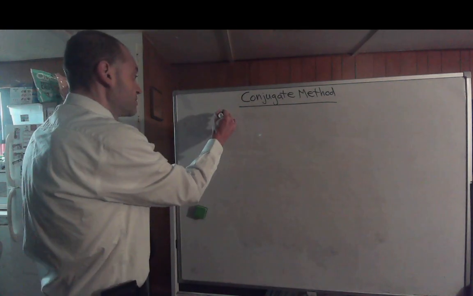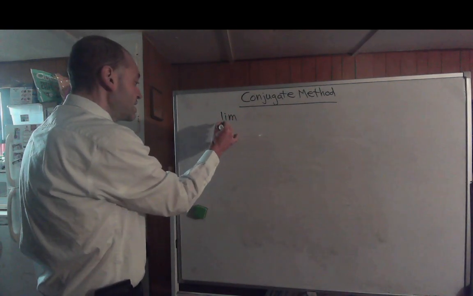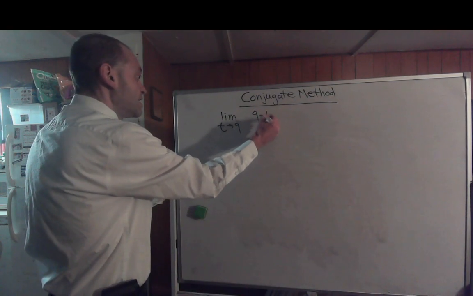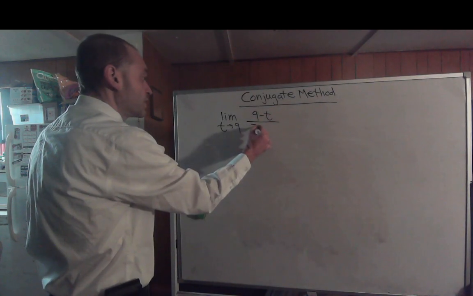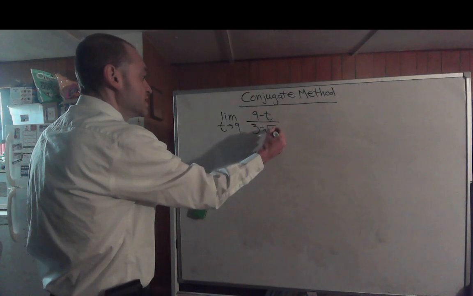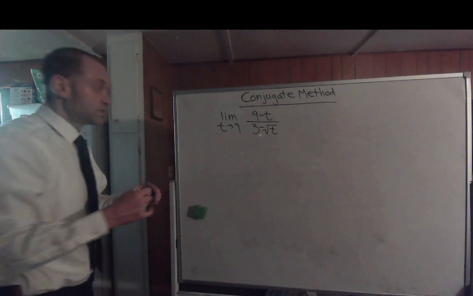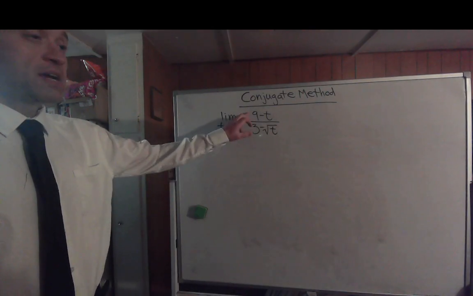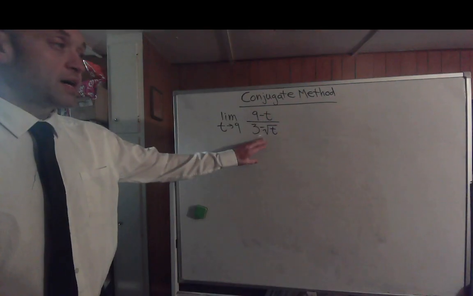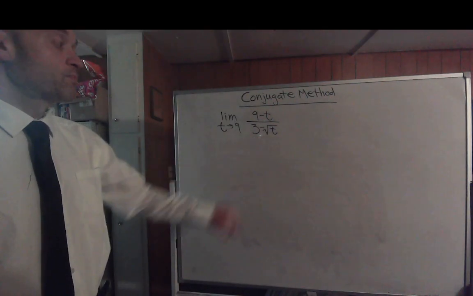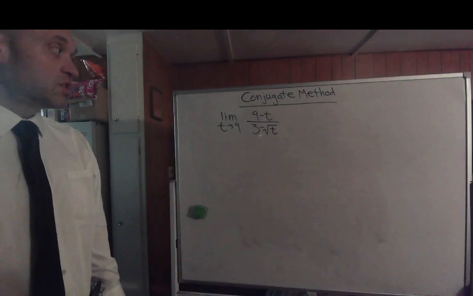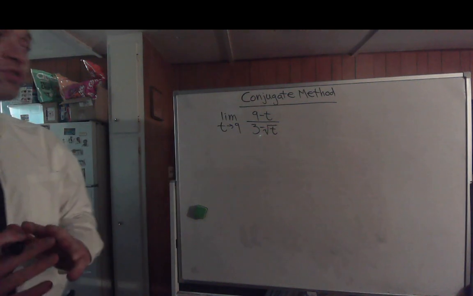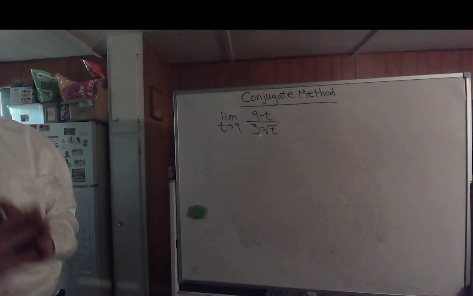Let's say I give you the limit as t approaches 9 of 9 minus t all over 3 minus the square root of t. Now, in theory, we could factor the numerator and have radicals in it, but in general, if you have radicals, you want to get rid of them.